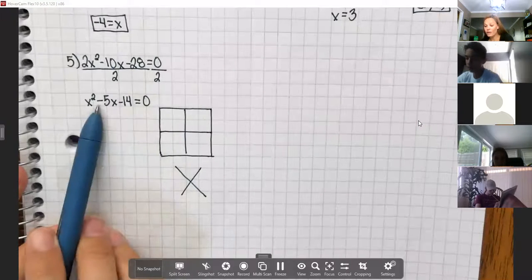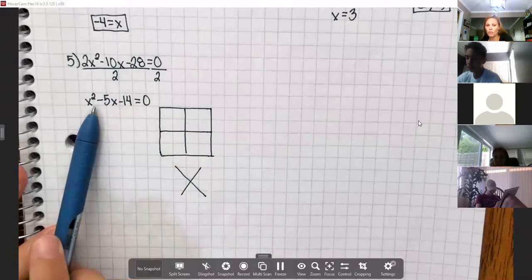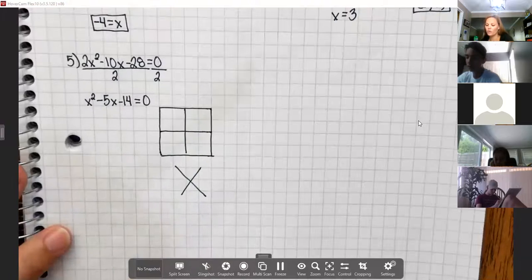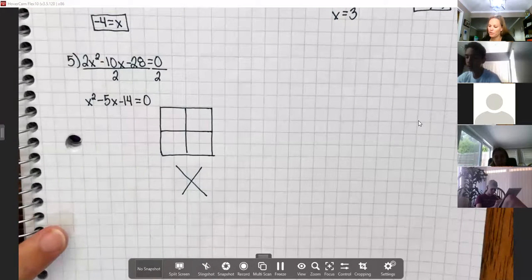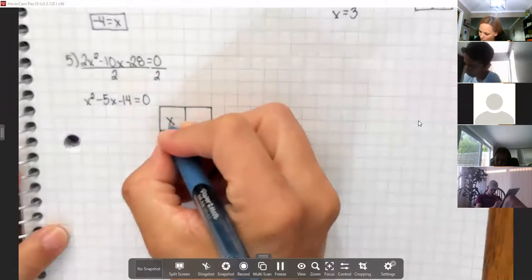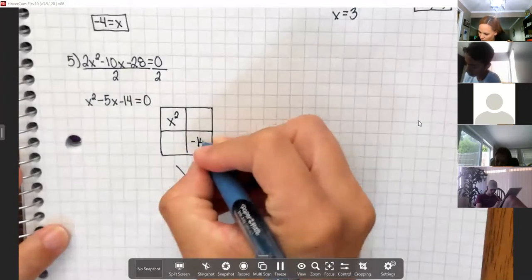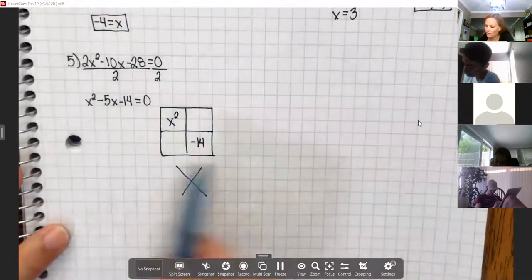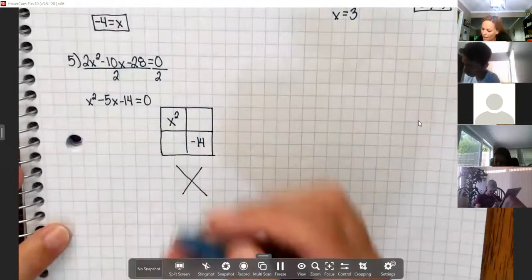So again, you could complete the square, you could do quadratic formula. It's up to you when you're doing your practice problems. So again, these are like problems you'll be doing in your assignment today. So x squared and negative 14. We multiply, so the first term and the last term, you multiply to get here.